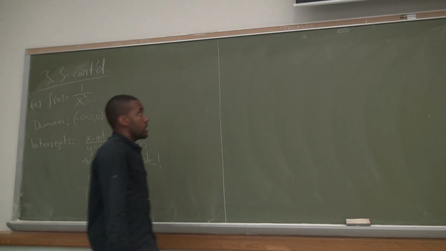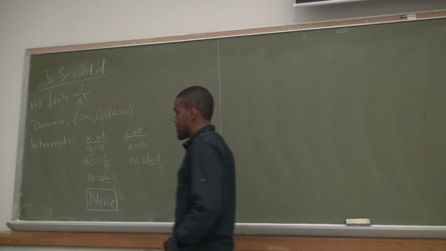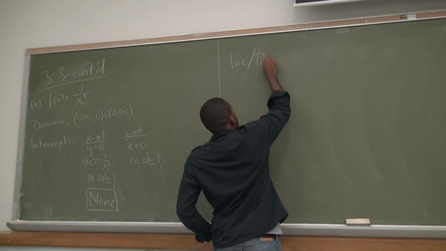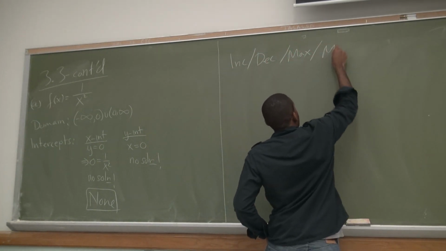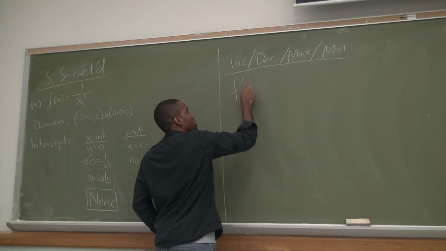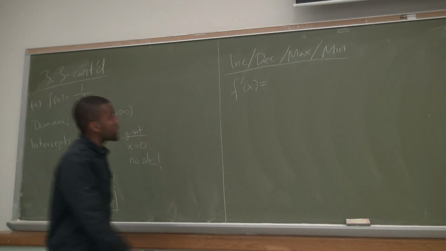So there are no intercepts. Okay. Next thing, intervals of increasing and decreasing. How do I find that? First derivative. So increasing, decreasing, maxes, mins, they all come from the first derivative. So to get to that, I'm going to find the first derivative, which is going to be what? -2 over x to the third power.